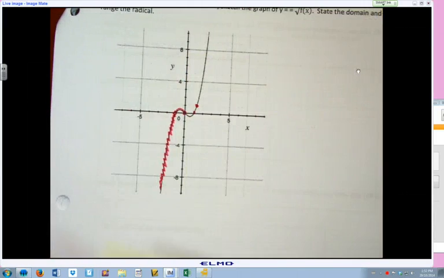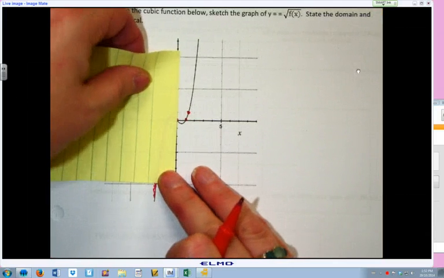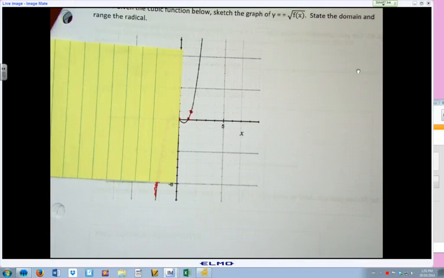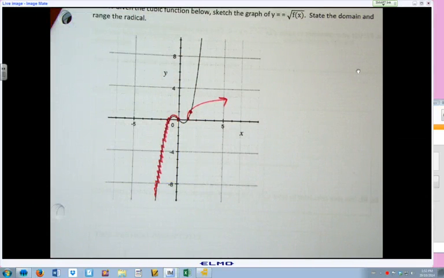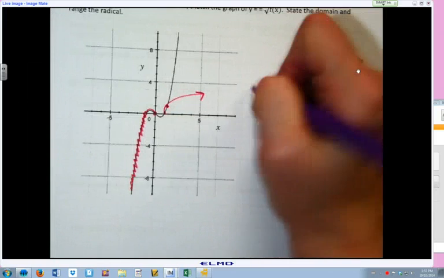Okay, now let's look at the right-hand side of it. Well, we've seen something like this before, because that's just like an up parabola. It's a swoop to the right. So this is just like a quadratic combo. Domain.